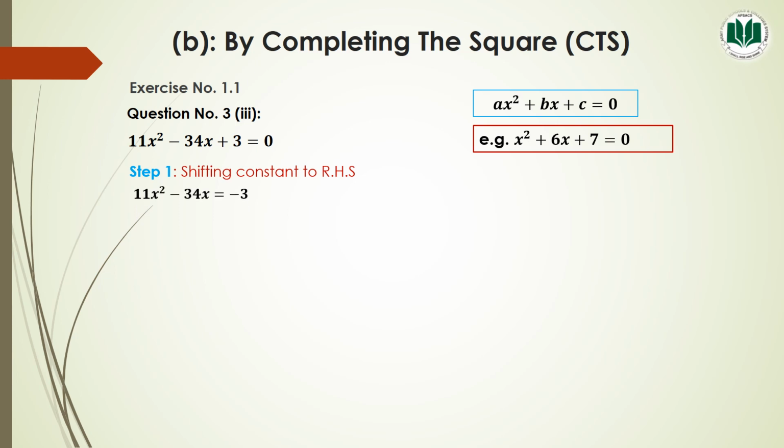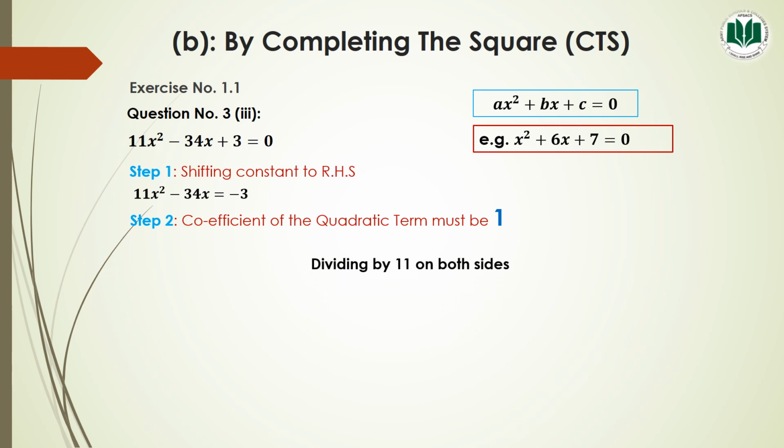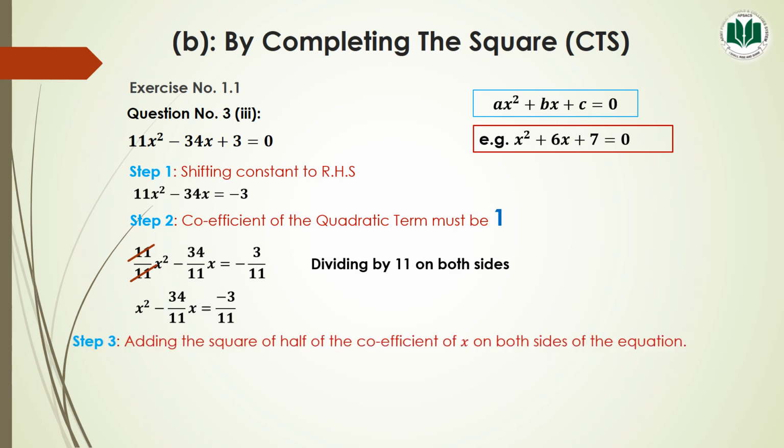So we will get this. The second step is that the leading coefficient of the equation should be 1. So dividing by 11 on both sides, we have got x square minus 34 by 11x is equal to minus 3 by 11. Now our leading coefficient, or coefficient of the first term, is 1. Let's move to step 3.